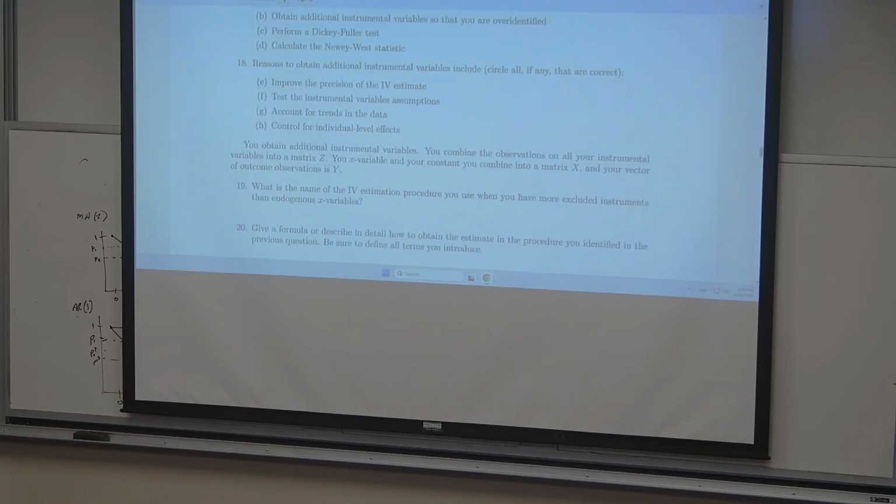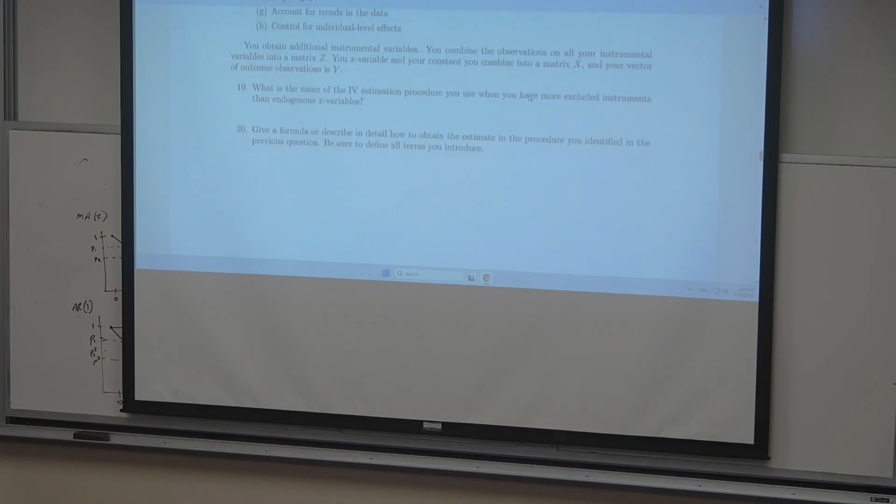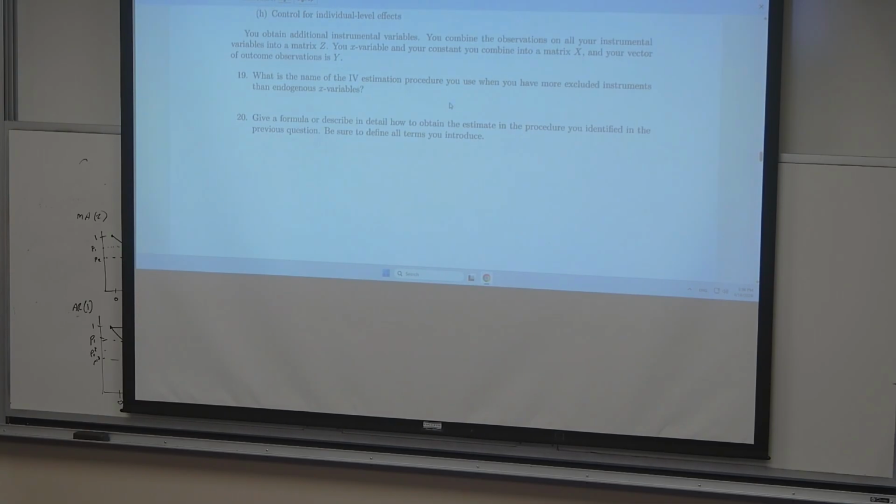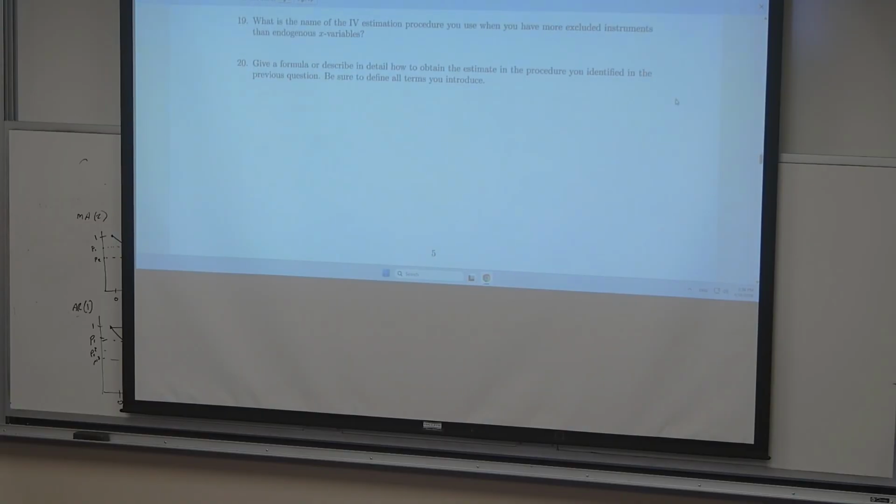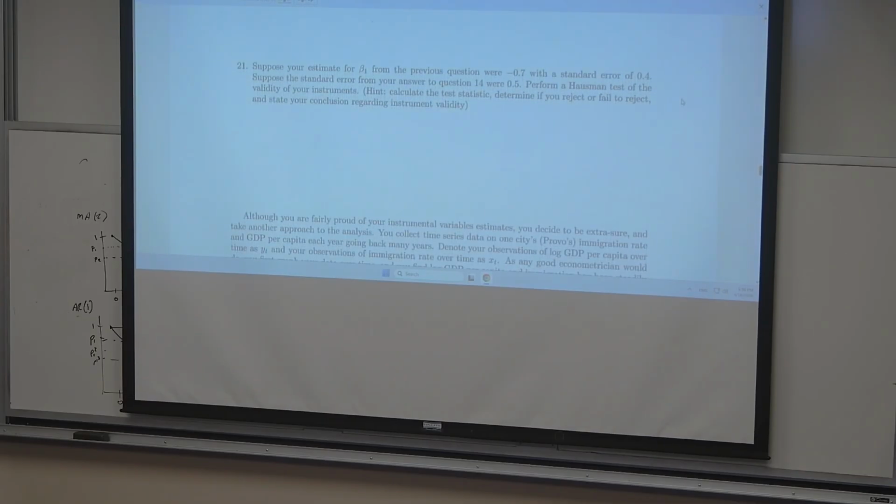Okay. Reasons to obtain additional instruments, E and F, we talked about that one. What's the name of the IV estimation procedure you use when you have more excluded instruments than endogenous x variables? That's 2 stage least squares. Give a formula or describe in detail how to obtain the estimate. We did that one on the board. That was the 2 stage least squares example. Okay, then he asked you to do a Hausman test. We did the Hausman test, or we got through it.